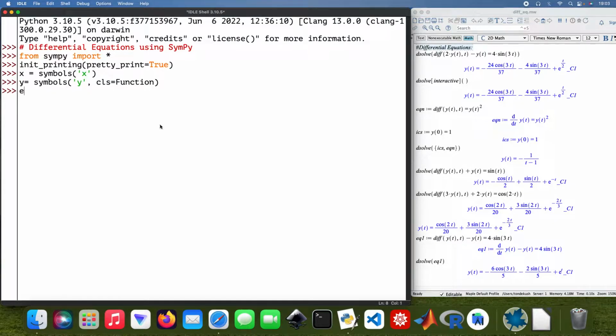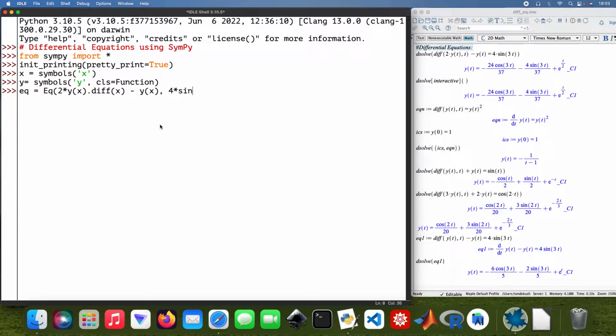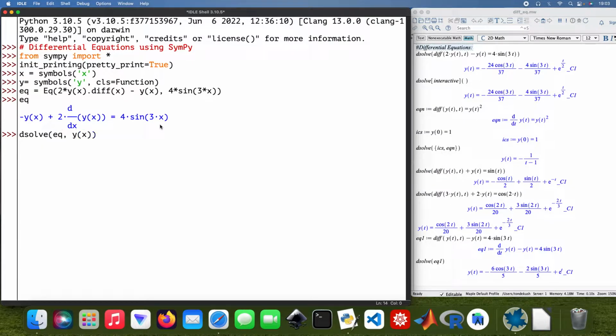So yeah, equation one, so equation, that's EQ, then 2 times y(x).diff(x) minus y(x), and that's equal to 4 times sine 3 times x. Okay, so that's the equation there. Call it out, then dsolve it, dsolve equation, and y(x) is the function. Voila, so there we are. So that's the same, apart from the variable. I'm using x here, we're using t, but it's the same answer.